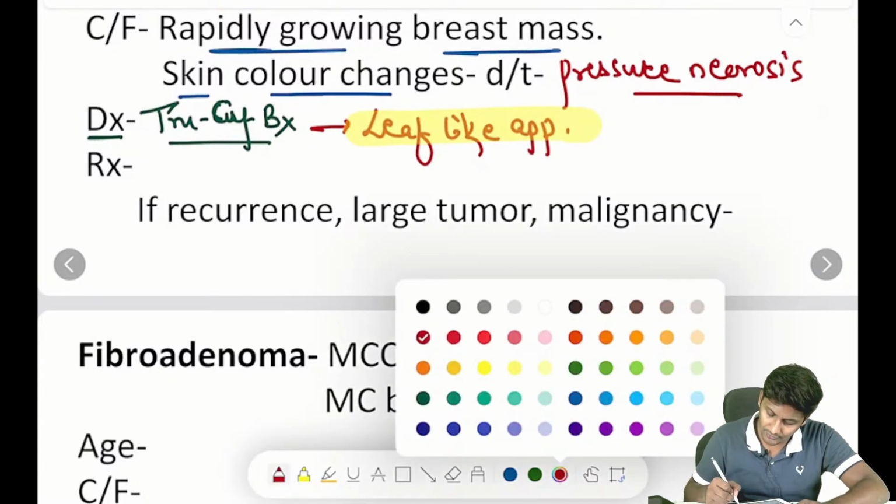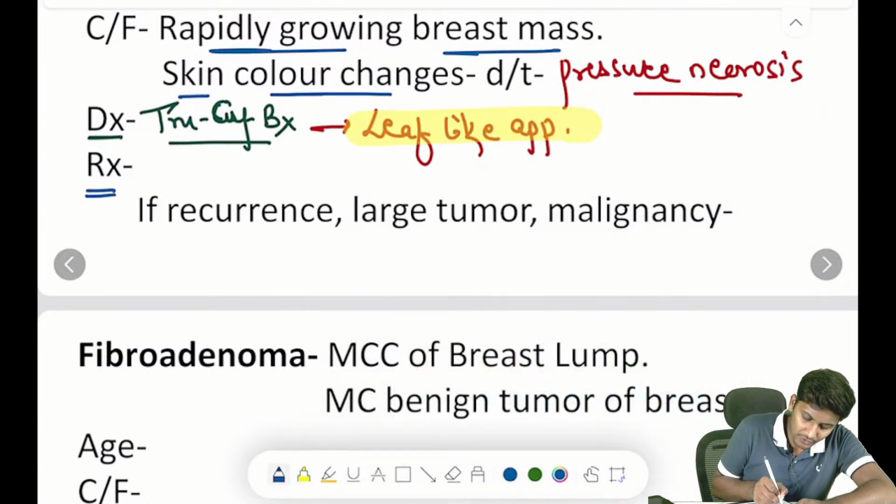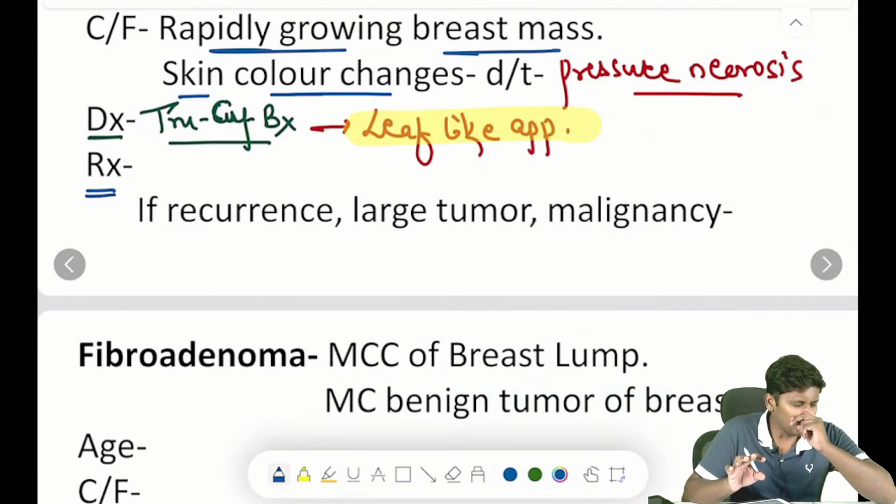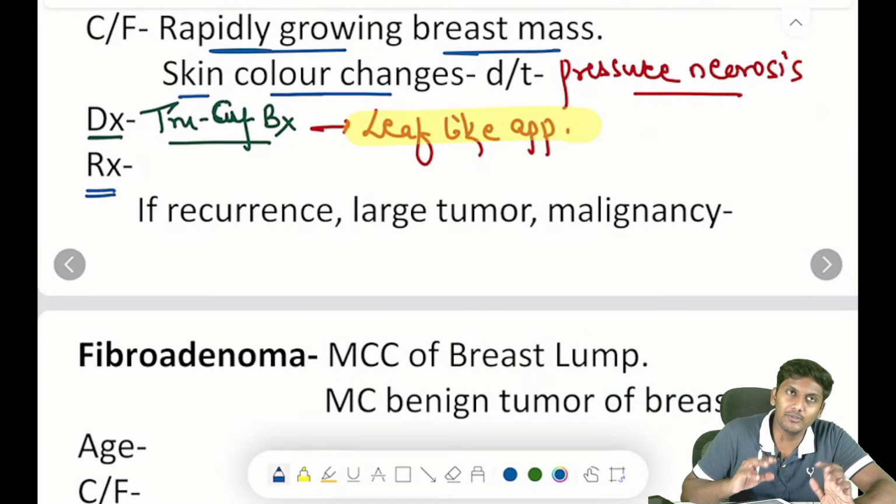Next important is what is done for the treatment. As I've told you, this tumor is mostly benign in nature. It will not involve any lymph node. Second, it is not going to invade the pectoralis fascia. Third, it is not even involving the skin. The skin has pressure necrosis, but it is due to blockage of the blood vessels, not due to involvement of skin.